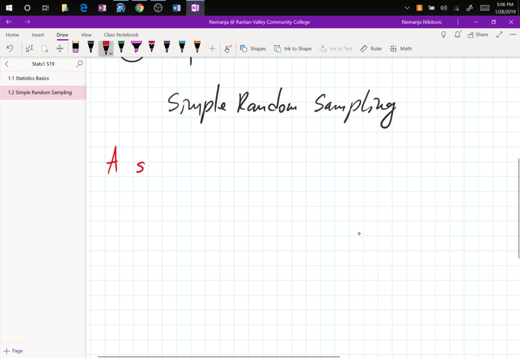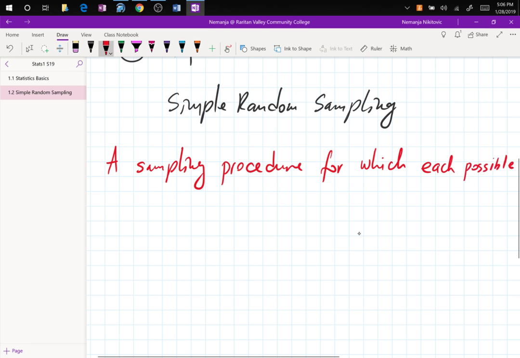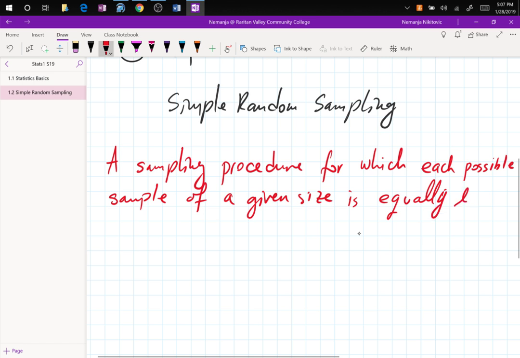So, a sampling procedure for which each possible sample of a given size is equally likely to be the one obtained.